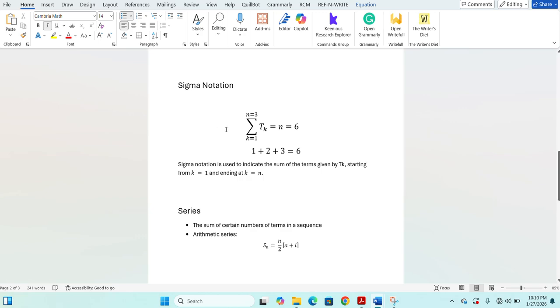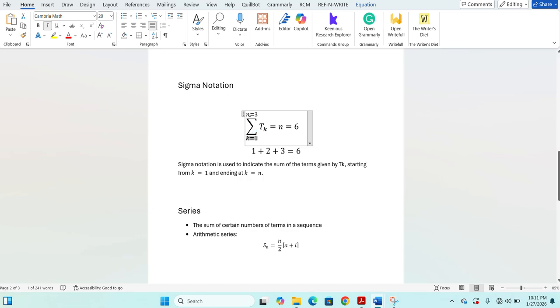You can call it a symbol. So at the bottom it's like k equals 1, so this is our initial value. This is the start, where we start our term 1, the first term. So this is our first term. It represents our first term. It means we start at 1.